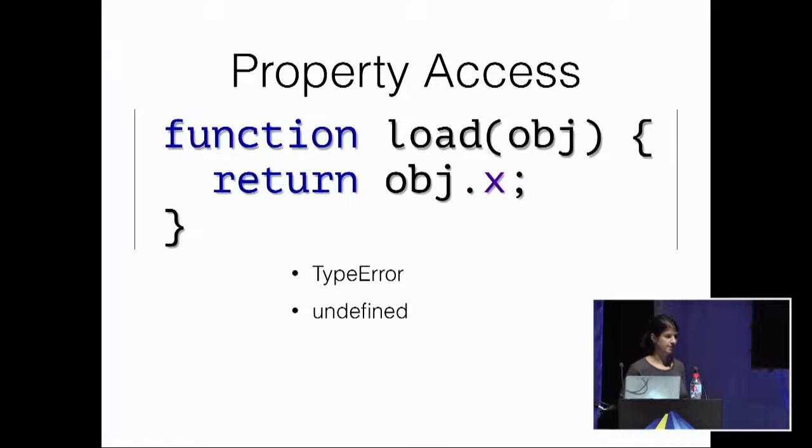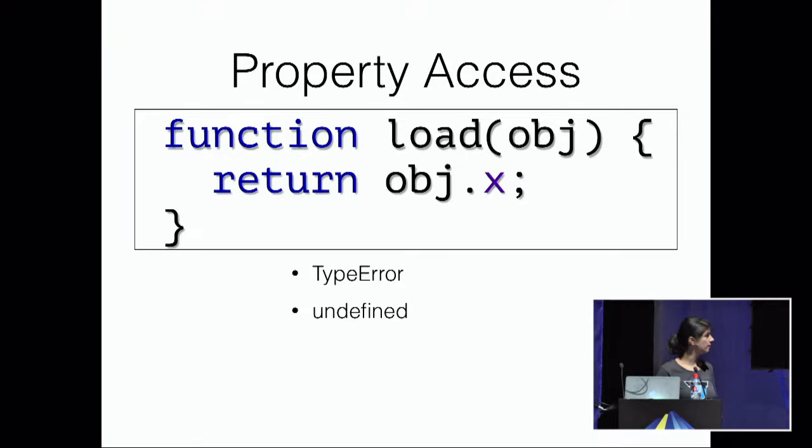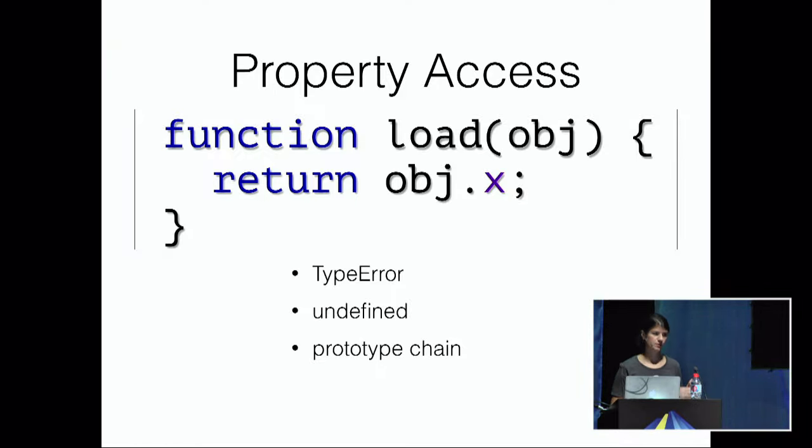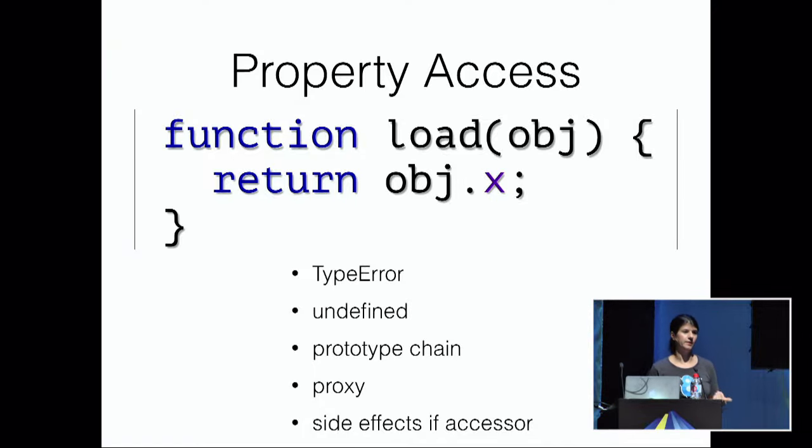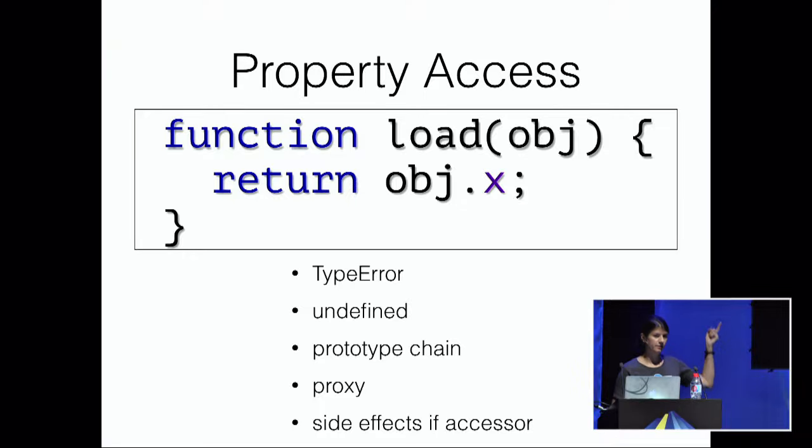The object might not have the property x, so it would be undefined. Or it might be that the object itself doesn't have an own property x, but somewhere up the prototype chain x was defined. So the compiler would have to look up recursively the prototype chain until it finds x. Object might be a proxy, so we have to call the get handler. And x might have been defined in ECMAScript 6 style as an accessor descriptor, where you have to call the get function. So you can have any kind of arbitrary side effects. So for the compiler, this very simple object.x is a lot of stuff it has to worry about.